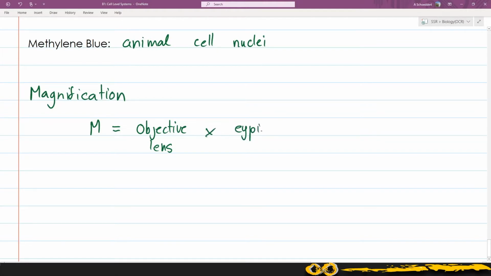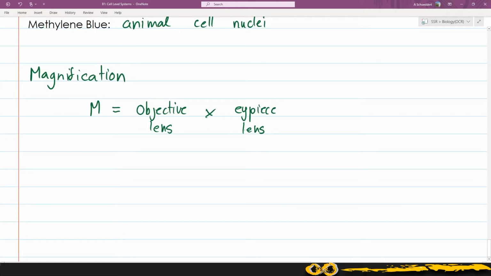And so any given microscope will probably only have one eyepiece lens, but multiple objective lenses, and so it might have multiple magnifications available. The other type is when you are dealing with images that have been taken on a microscope or drawn in a book. And so this magnification is equal to the image size divided by the real size of the cell. But remember that the units here have to match.